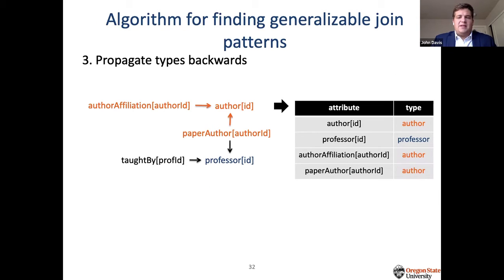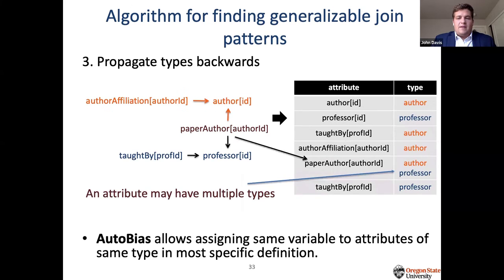The next step is to propagate the types of each attribute backwards until the type reaches a node with no other outgoing edge. These rules allow for a node to take on several different types. For example, author's ID type is passed to paper author's author ID attribute. Additionally, professor's ID type is also passed to paper author's attribute author ID. As you can see here, paper author author ID now has multiple types, both author and professor.